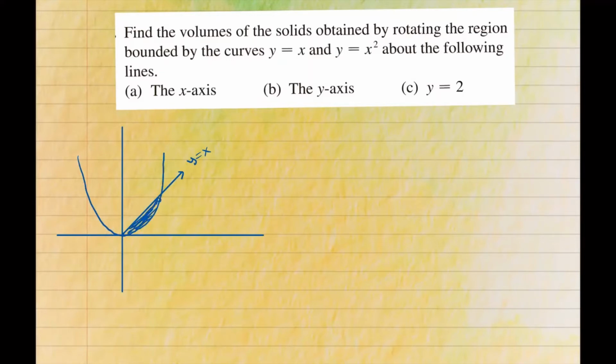Let me go ahead and redraw and just focus on the intersection and the region we're creating. Something like that. This is y equals x squared. So here's the point of intersection. They happen to intersect at 0 right here and at 1, and the y value is also 1. We're going to be revolving this region right here about the x-axis, the y-axis, and y equals 2. So let's go ahead and take a look at the x-axis.